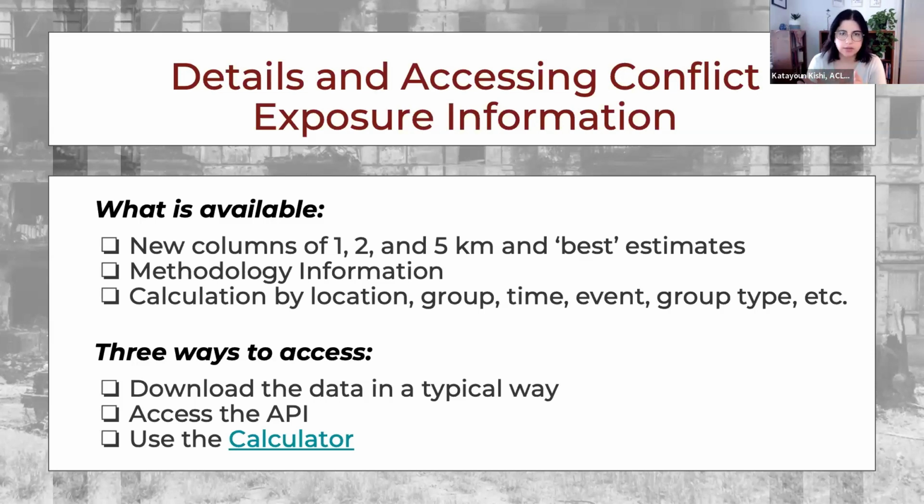So you can download it in the typical way in the export tool that we have on our website. You'll see an option there to add on the population data information. You can download it that way. You can download it via the API. You can add a parameter to the typical API call to indicate that you would like to receive the population estimates alongside your data. And then the most user-friendly way is using the calculator option to quickly input the information that you're interested in and then get a quick answer back. And so I'll share that now.